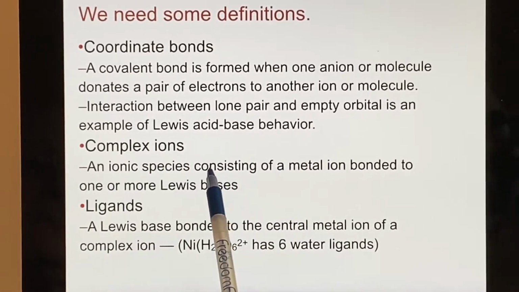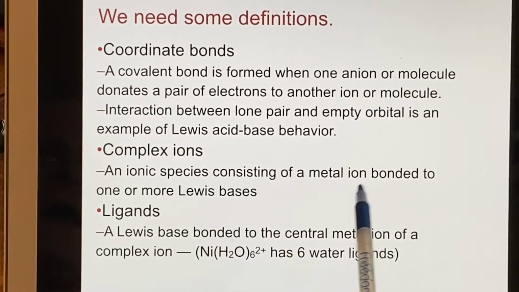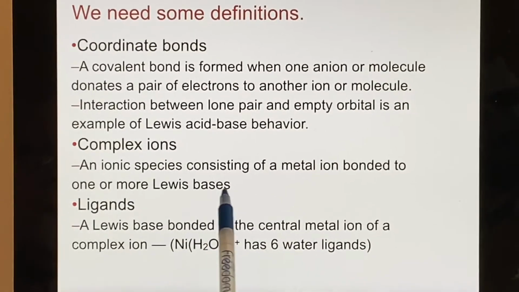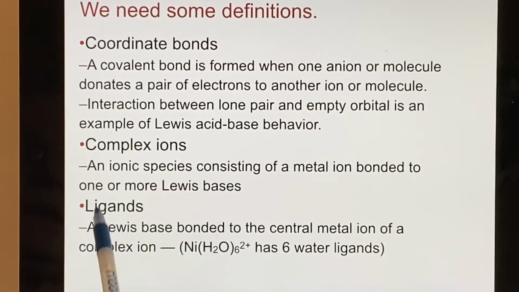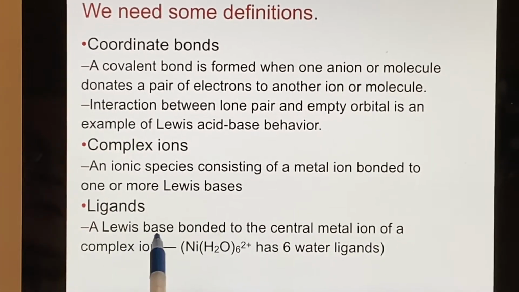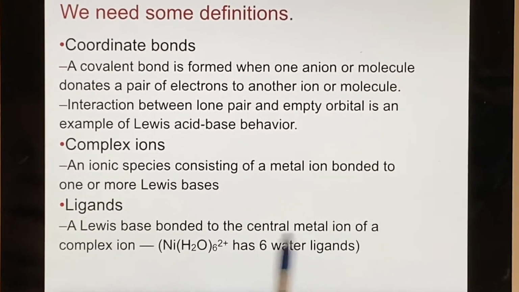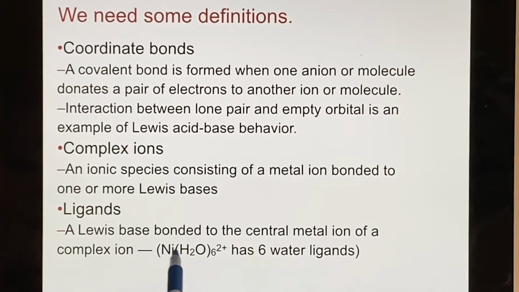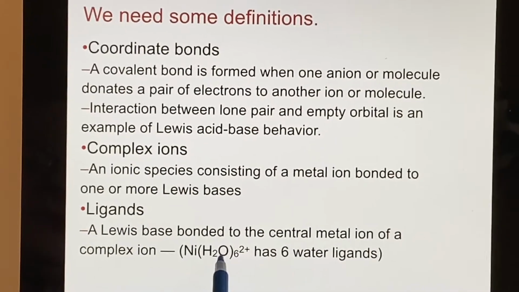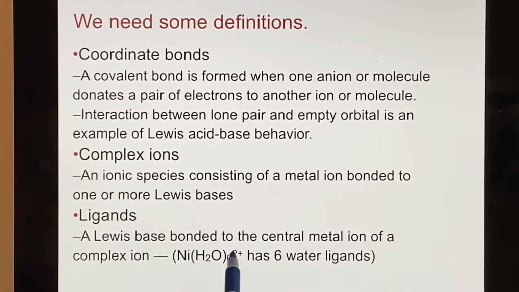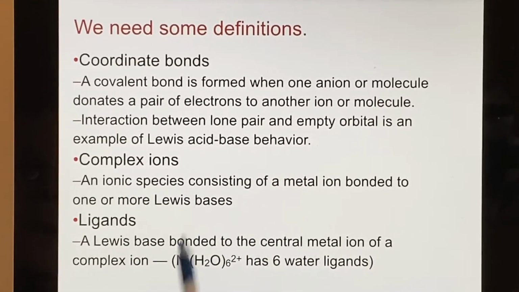Complex ions are an ionic species where you have a metal ion in the center, and it's bonded to one or more Lewis bases, which serve as ligands. When we mention this word ligands, we're always talking about a Lewis base on the outside bonded to a central metal ion. Here we have an example. If we had nickel and there are 6 of these waters attached to it, overall it will have a +2 charge, but there's 6 water ligands surrounding the nickel.